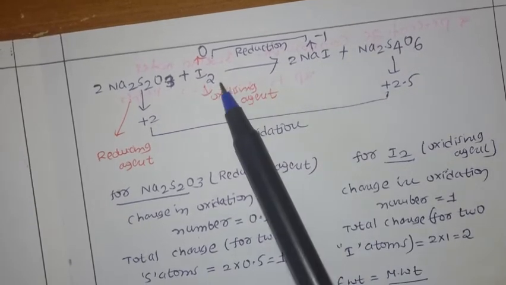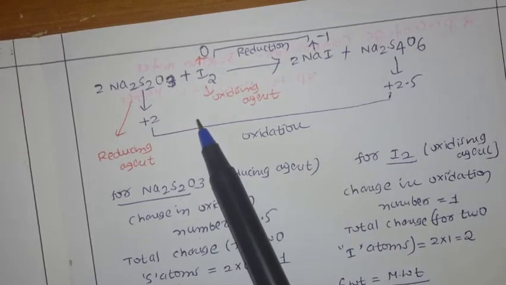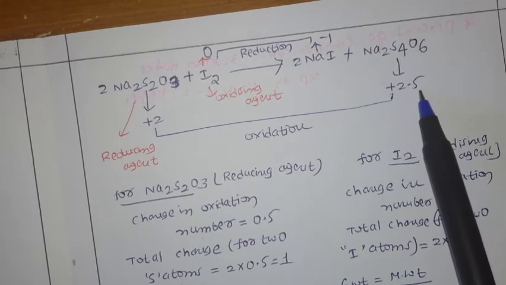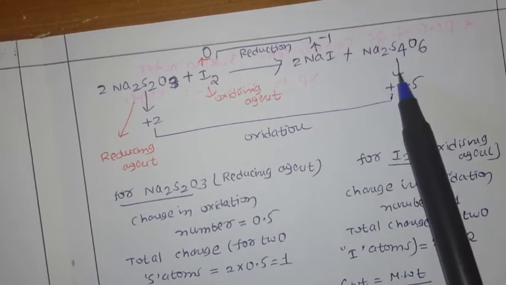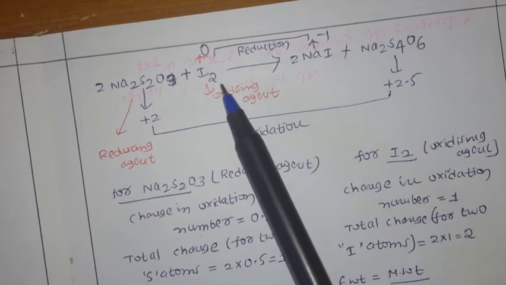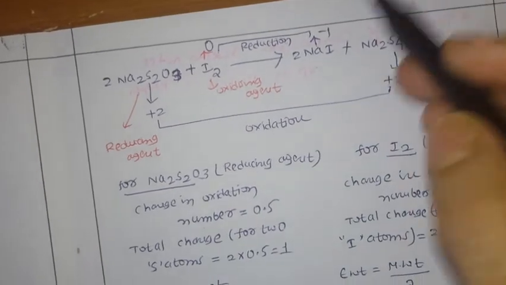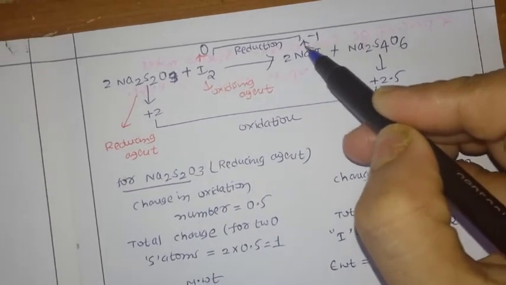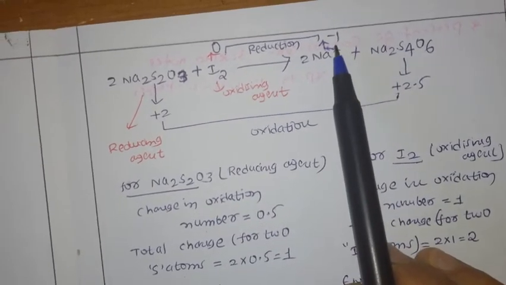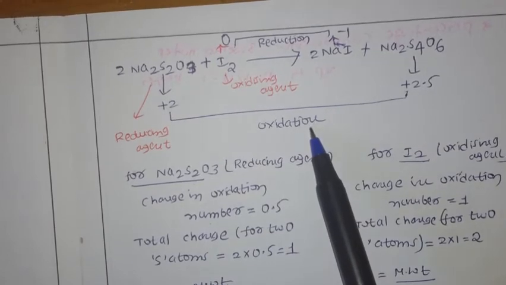In this case, for iodine how much are we going to get? -1. Now first identify whether the reaction is a redox reaction or not. Okay, it is a redox reaction. How can you see it? Here sulfur goes from +2 to +2.5, so there is an increase in oxidation number. Increase in oxidation number is called what? Oxidation. Here iodine goes from 0 to -1, a decrease in oxidation number, so it is called reduction. So a reaction in which both oxidation and reduction occur is called a redox reaction.